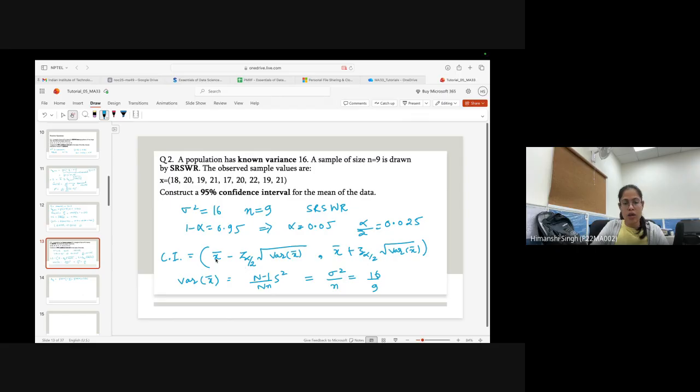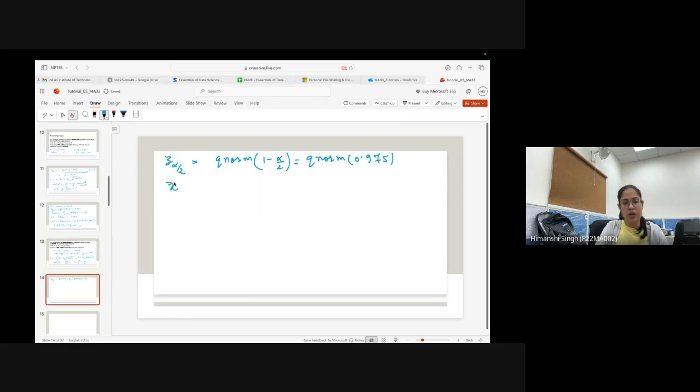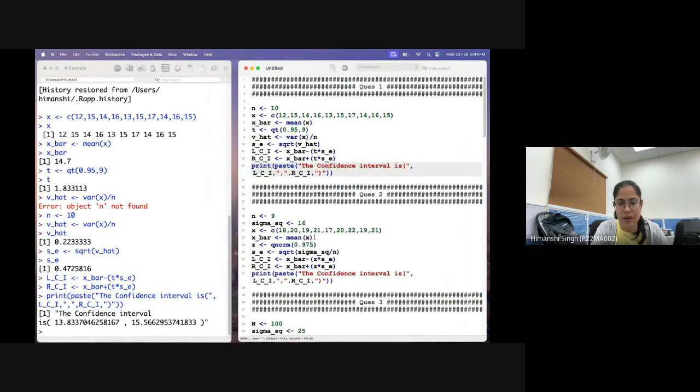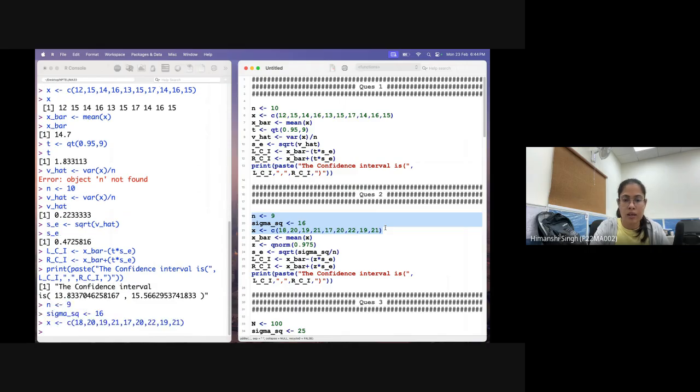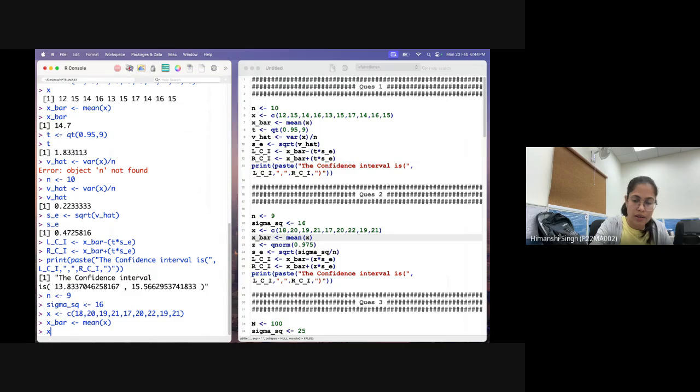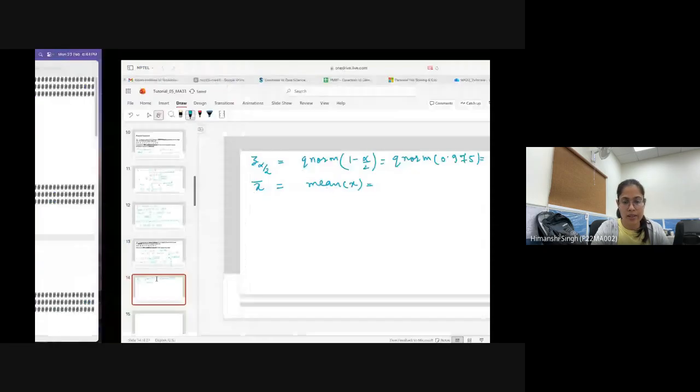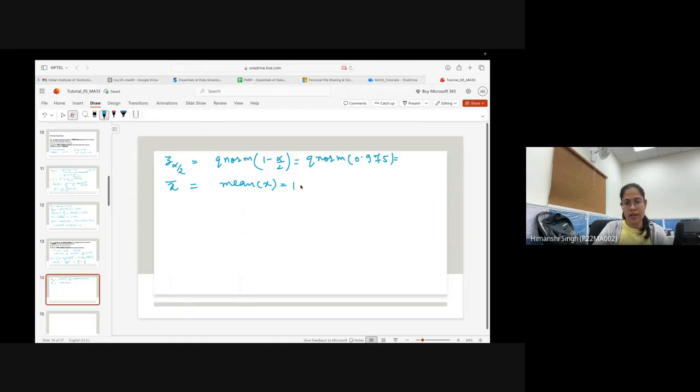I know z alpha by 2. How is x bar calculated? x bar will be calculated by using the command mean of x. Okay, so let me write these using R first of all. So what is qnorm 0.975 and x bar? Here I've taken this vector x. Let me run it. Now what is x bar? So x bar is 19.666, which is the sample mean, 19.667. Okay, now what is z alpha by 2?